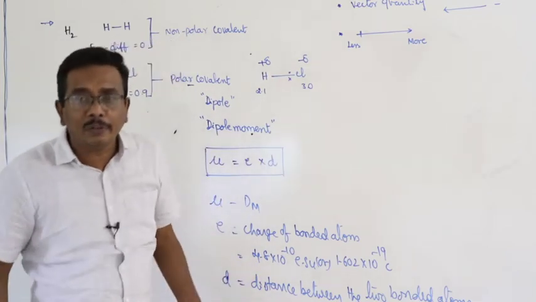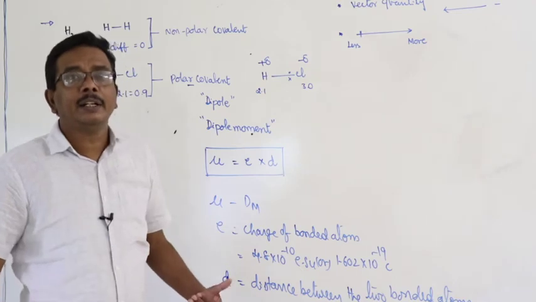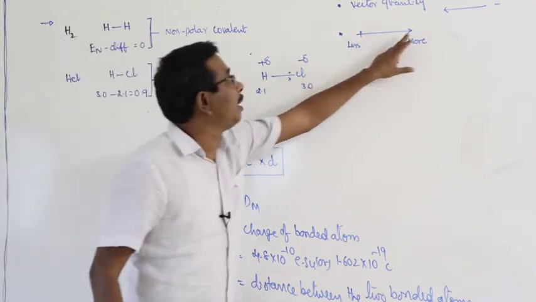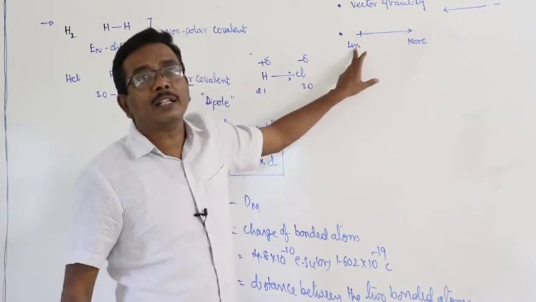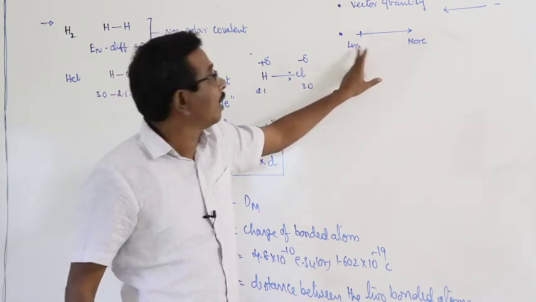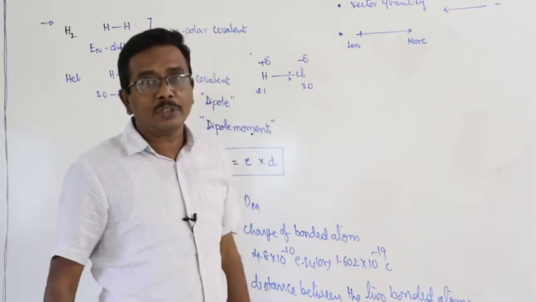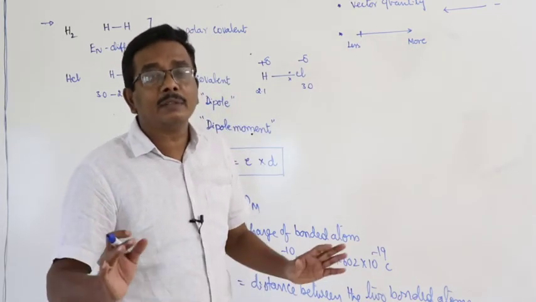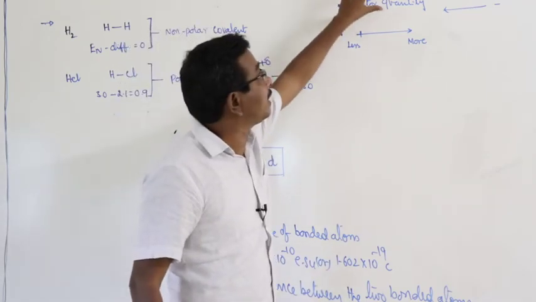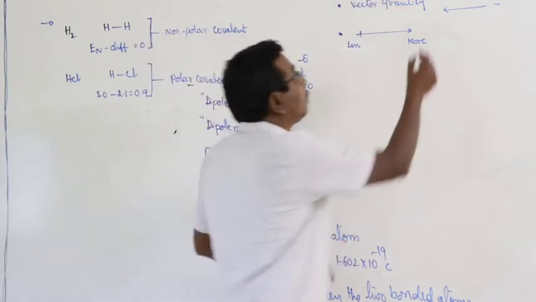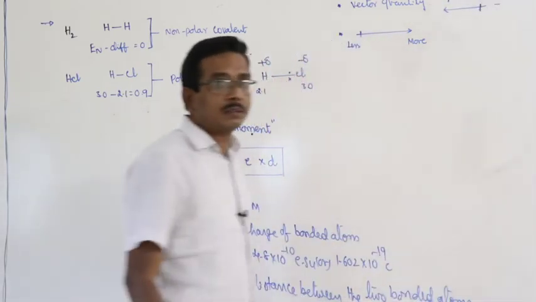Why? Here the dipole moment is represented by an arrow mark with a positive tail, and the positive tail is put at the less electronegative atom and the arrow mark is pointing towards the more electronegative atom. This is a very, very important feature. And here the dipole moment is a vector quantity. If it is positive in one direction, that becomes negative in the opposite direction.